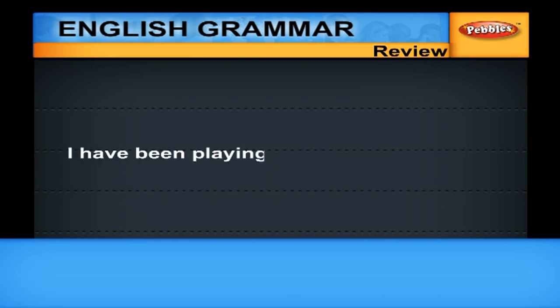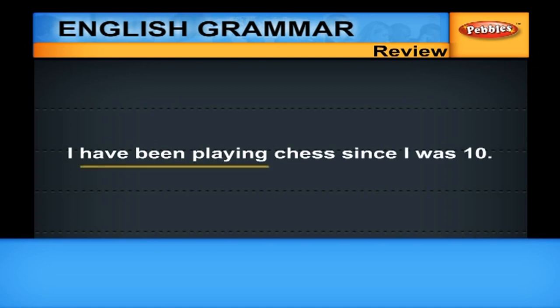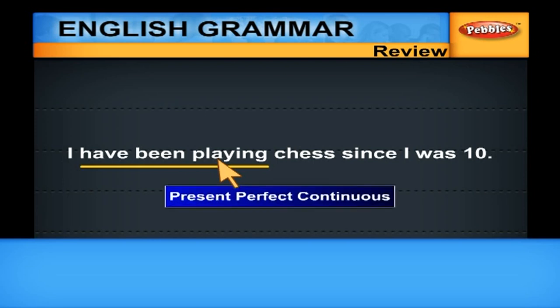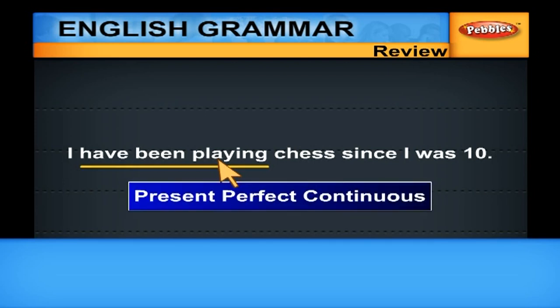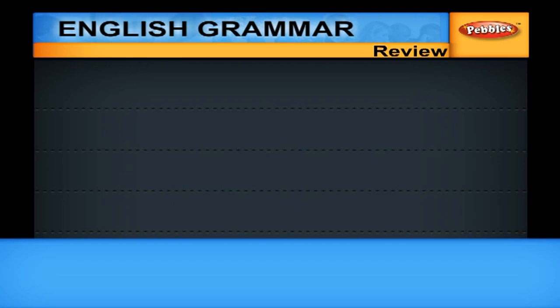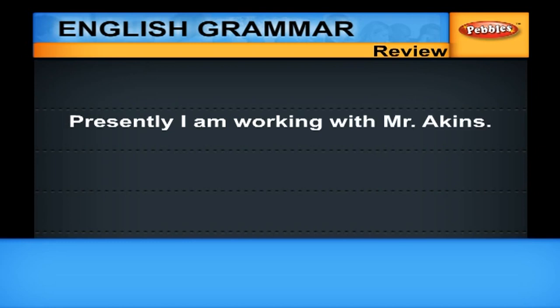I have been playing chess since I was 10. Again, have is the present tense of have form and been is past participle of be form and playing is the present participle of main verb play. It is a present perfect continuous. Now, you look at the following sentences. You identify the aspect. You have to find out why that aspect is used.